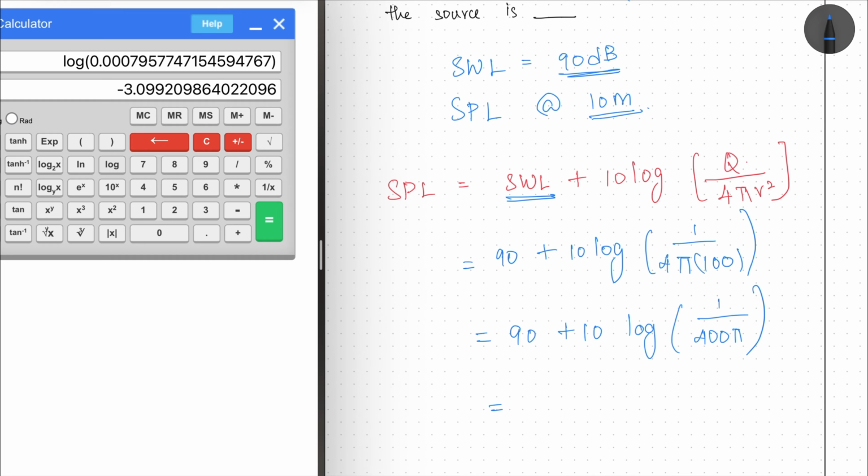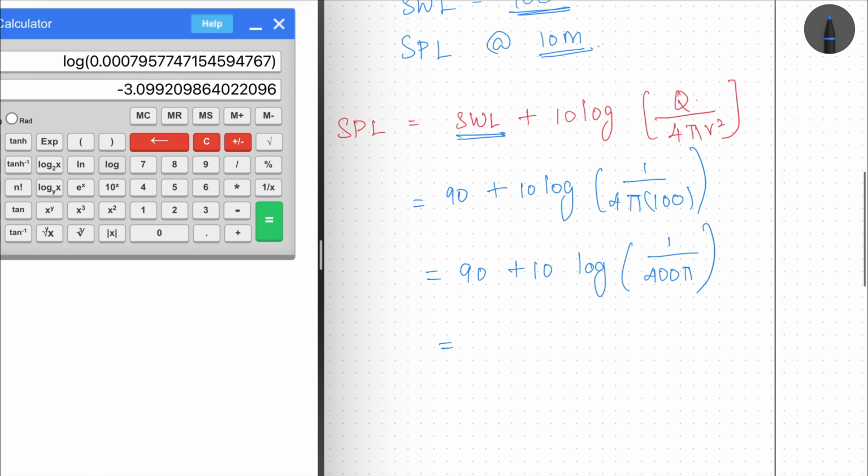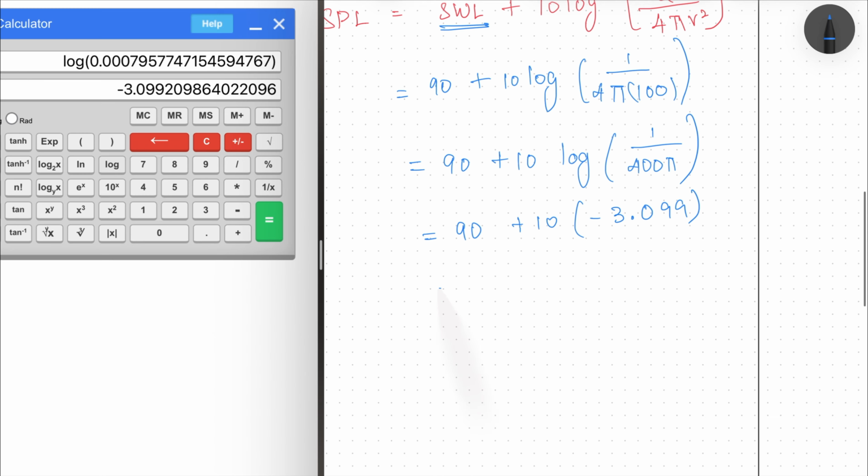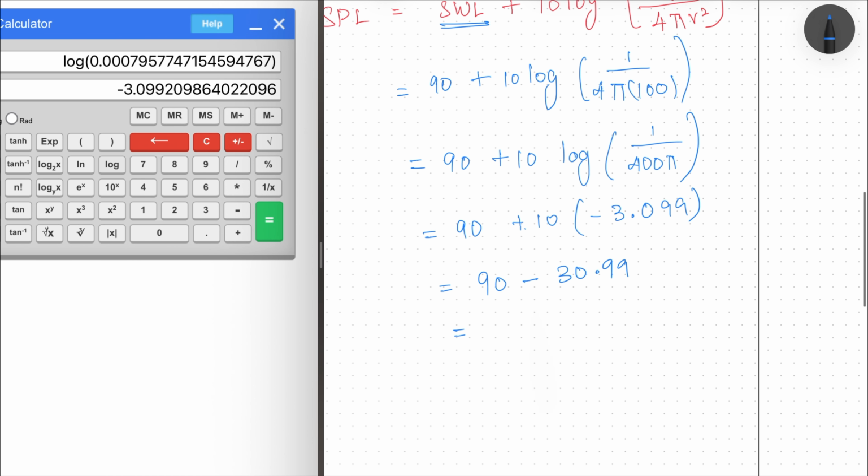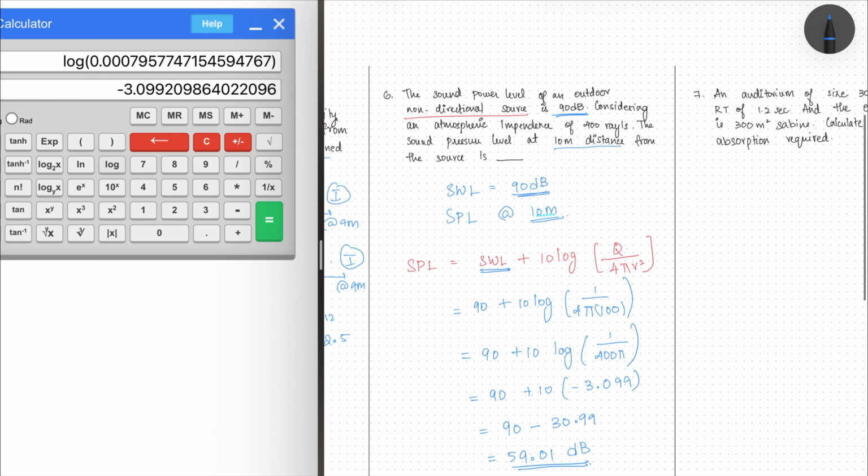You'll have 90 plus 10 into minus 3.099. Okay, so this will become plus into minus is minus, and when you multiply you'll get 30.99. So when you subtract 90 minus 30.99, you'll get 59.01 decibel. So this is the sound pressure level at 10 meters from the source.